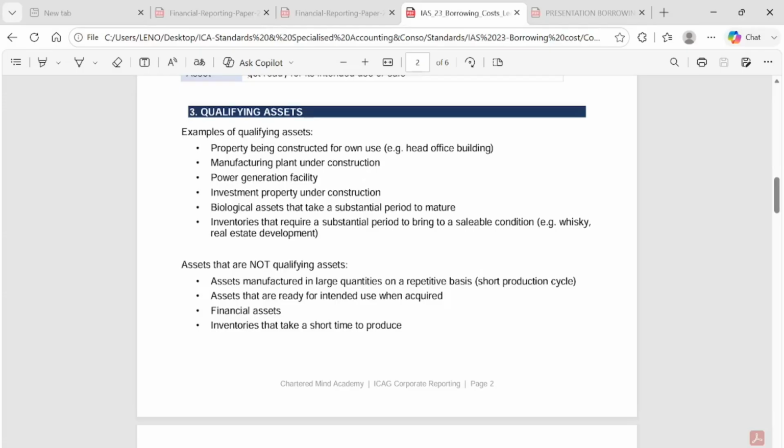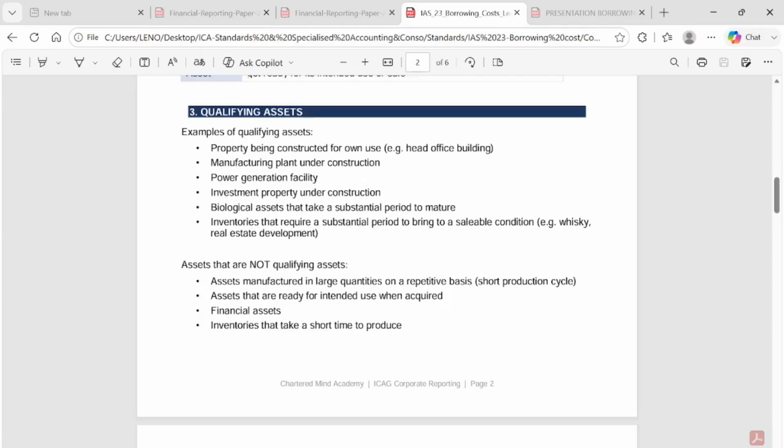Investment property under construction. All right, so it means the company is putting up a building for rent. That's what we call investment property. Biological asset, that takes a substantial period to mature. This is IAS 41. So in here, the company has a biological asset. It could be a farm. It could be the rearing of animals, right? Farm produce, and so on and so forth. So all those assets take time to build.